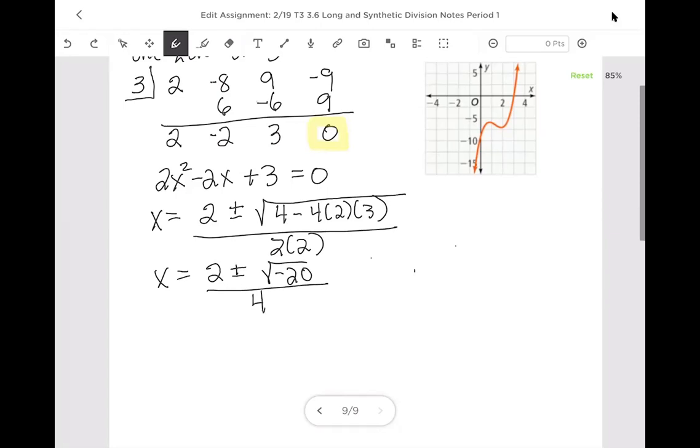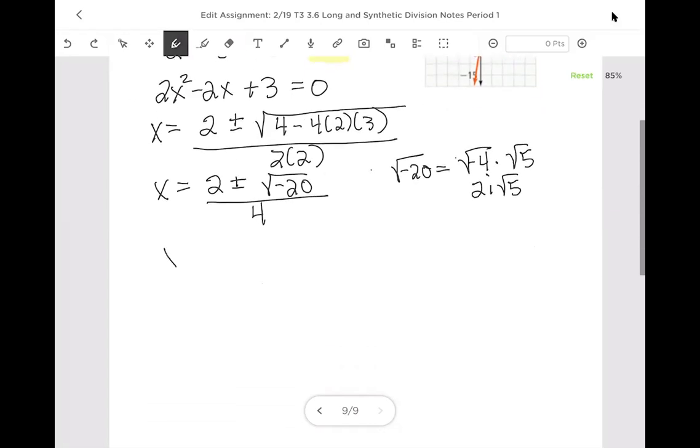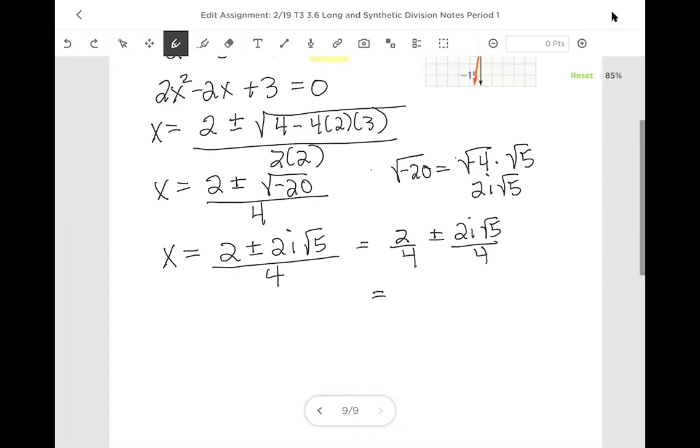4 times 2 is 8. Yep. So now I'm probably going to come over here then and just break down the square root of -20. That's going to be the square root of -4 times the square root of 5. So that's 2i root 5. Okay, so x equals 2 plus or minus 2i root 5 over 4. And that's going to be 2 over 4 plus or minus 2i root 5 over 4. And that's going to be 1 over 2 plus or minus i root 5 over 2.